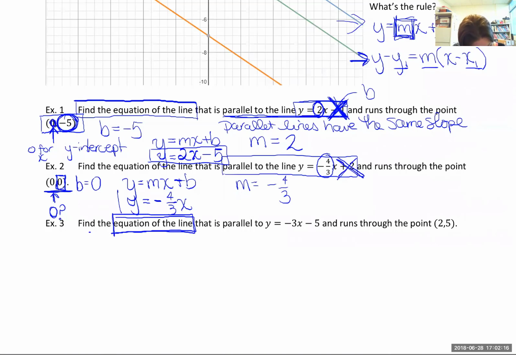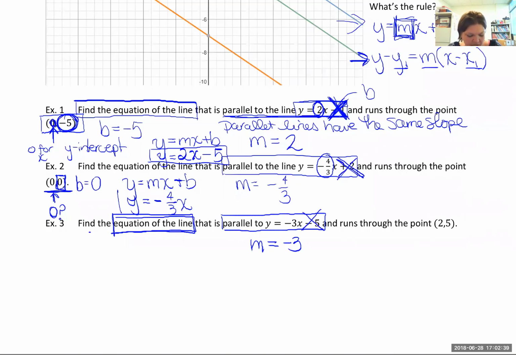Okay, this first clue is that my line is parallel to y equals -3x minus 5. And remember what it means to be parallel. Parallel means you slope at that same angle. You share a slope. So we're going to steal the slope. M equals -3. And we're going to ignore the rest. That's all we care about.